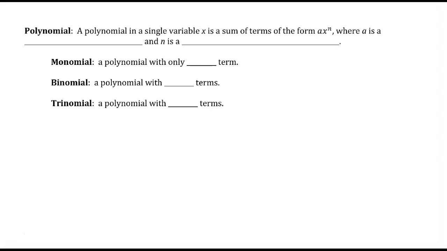A polynomial in a single variable x is a sum of terms of the form a times x raised to the exponent of n, where a is a real number and n is a whole number. A monomial is a special type of polynomial with only one term. A binomial is a polynomial with two terms. And a trinomial is a polynomial with three terms. After 3, we don't have special names for those polynomials.